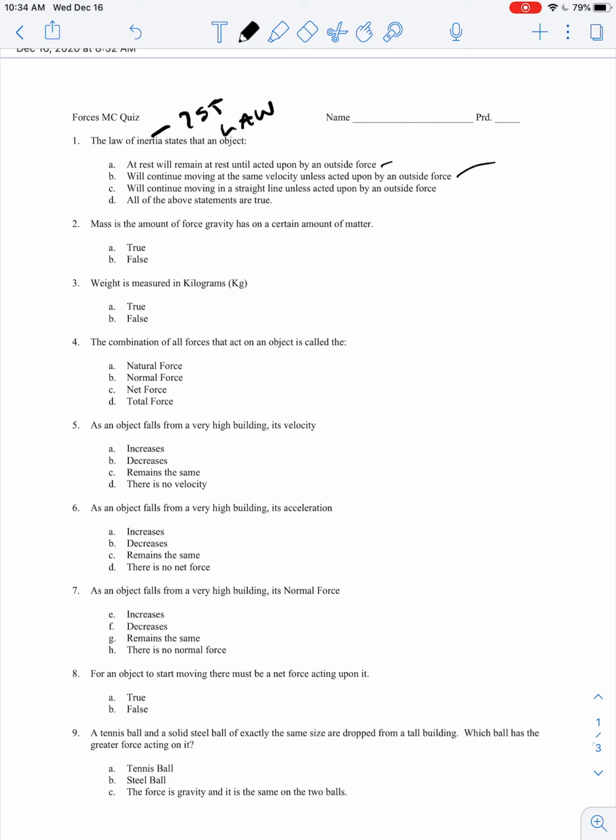It says motion occurs in constant velocities. And it says we'll continue moving in a straight line. Yep. Newton's first law says all of those things, so we are going to circle D, all the above statements are true.